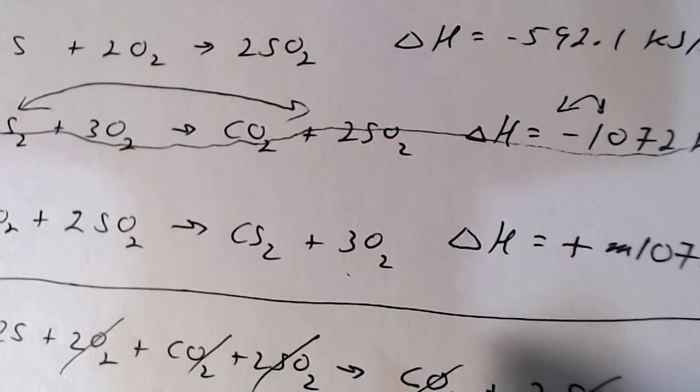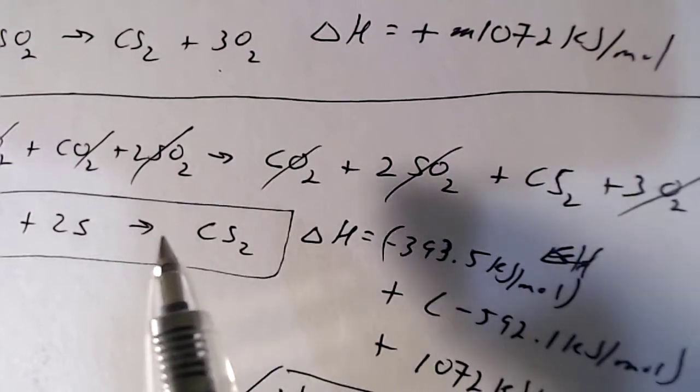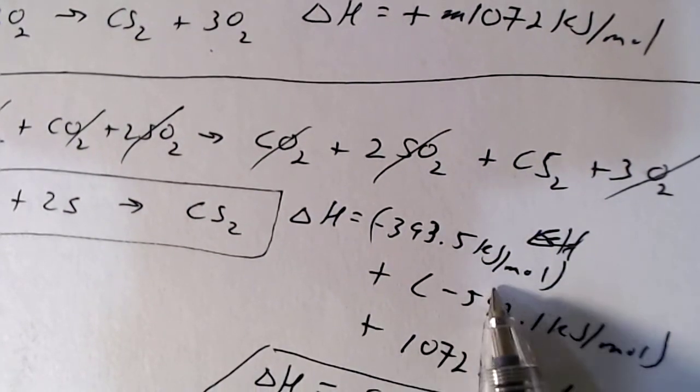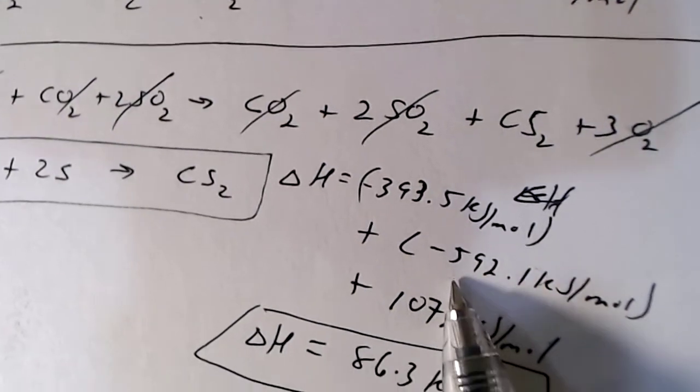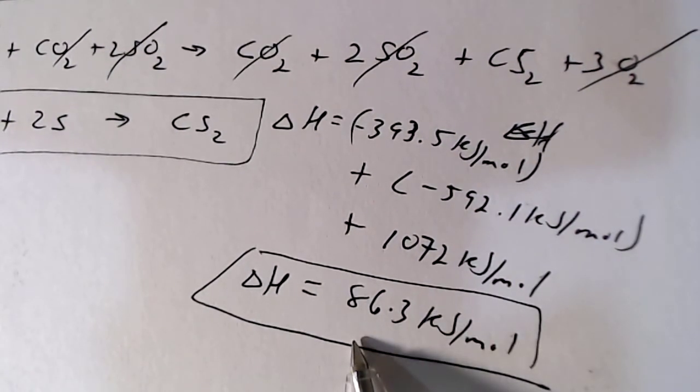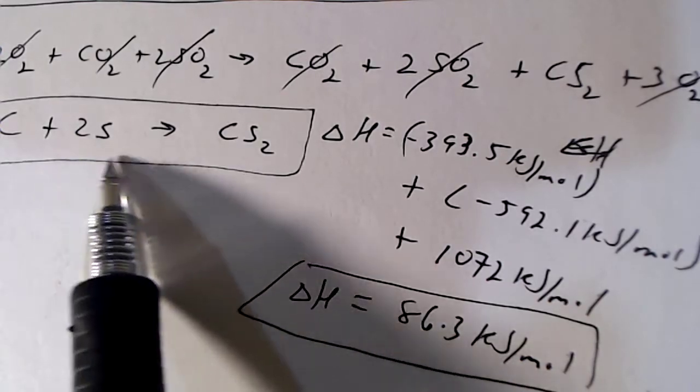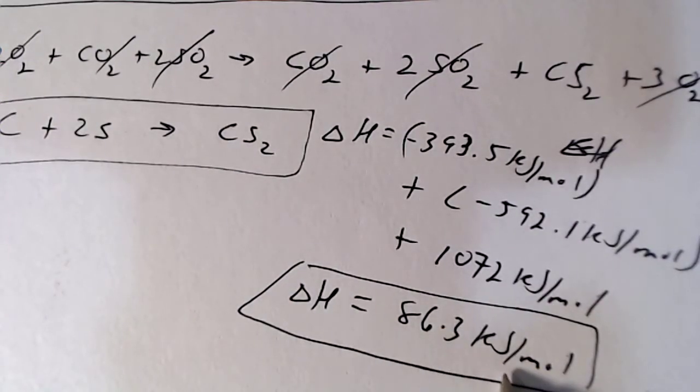So by adding up all of the delta H's of the 3 newer reactions, we are able to get now the delta H of the desired reaction. This reaction, we predict, has this enthalpy change.